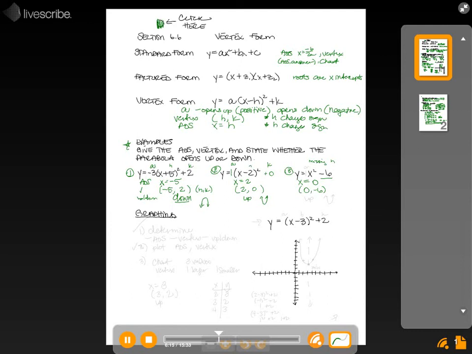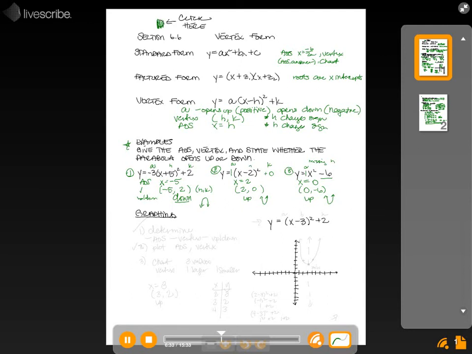And then the last thing we need to figure out is whether it opens up or down. a will still be in the same place, in front of the x squared, and again, it's not written, so it's understood to be 1. 1 is positive, so it's going to open up. And that's what our third example looks like. x equals 0, the vertex is (0, negative 6), and it opens up.